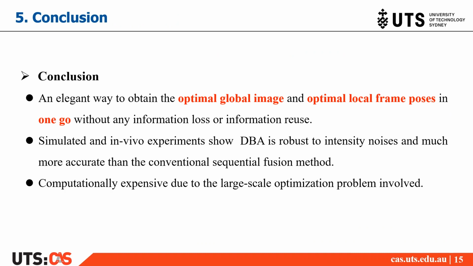So in this paper, the proposed direct boundary adjustment algorithm provides an elegant way to obtain the optimal global image and optimal local frame poses in one go without any information loss and information reuse. Simulated and in vivo experiments show that the DBA method is robust to intensity noise and much more accurate than the conventional sequential fusion method. The current algorithm is still computationally expensive due to the large-scale optimization problem involved. In our next step, we will investigate strategies to reduce the computational cost.